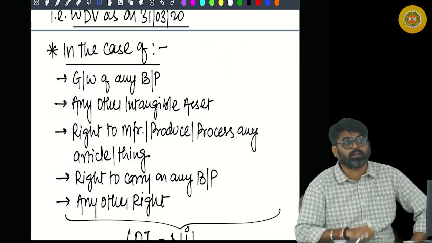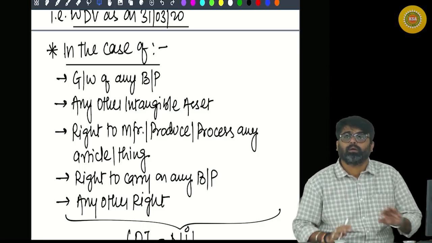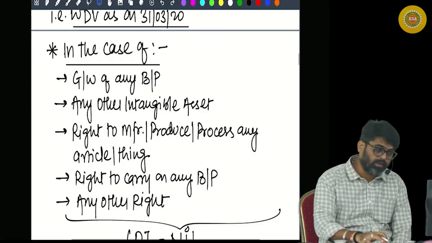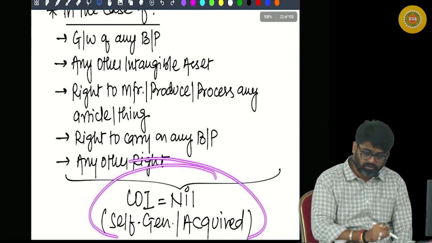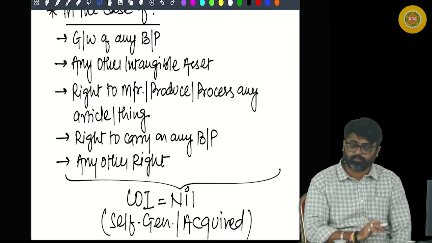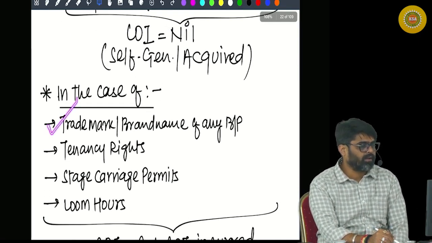Whether they are self-generated or they are acquired, their cost of improvement will be taken as nil. Will you remember? Now, which other assets are remaining? Trademark, or brand name of any business or profession.